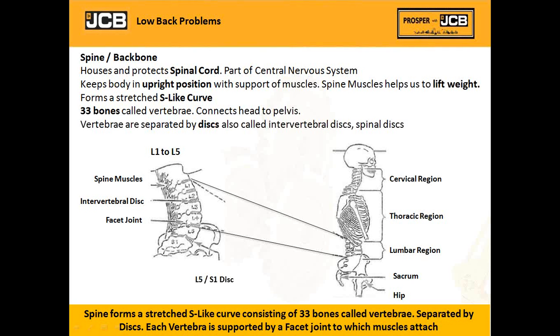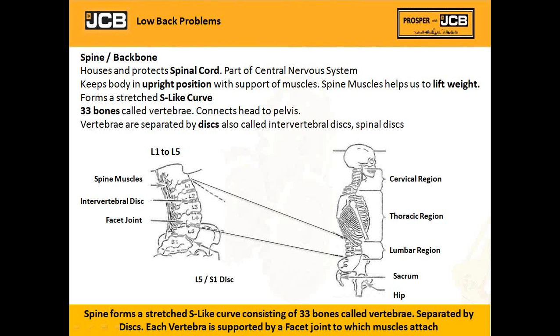Each of these 33 vertebrae is separated by discs. There is a disc through which these are separated, and each vertebra is supported by a facet joint to which the muscles are attached. So if we say this is our vertebra, and here we have our muscles or the facet joint. These are the spine muscles, and this is the vertebra, and this is attached to the facet. So this is the structure of the 33 vertebrae.